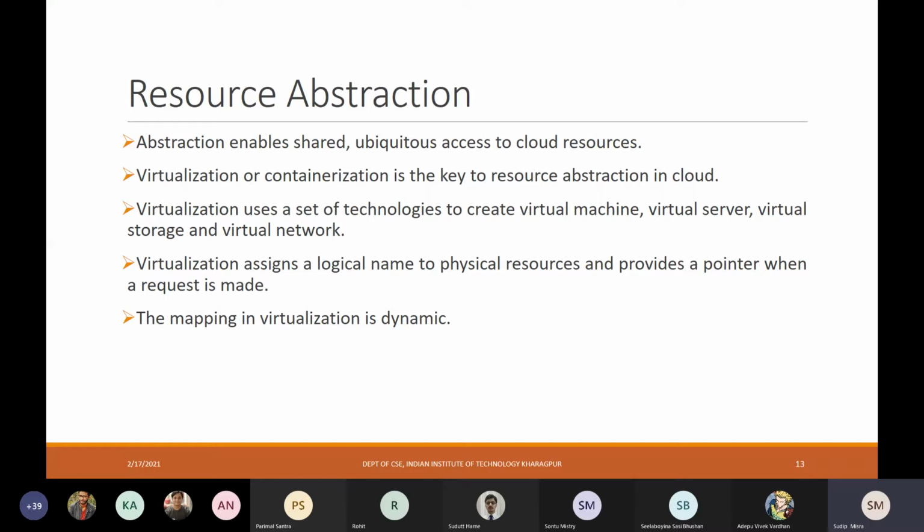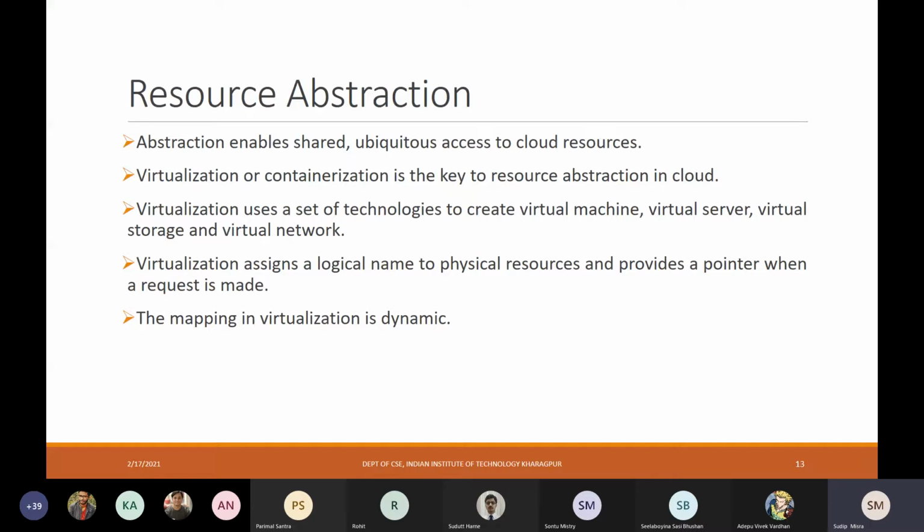Basically, the same set of resources would be made available in a virtualized manner to multiple users at the same time, so that you can have the concepts of creation of virtual machines, virtual servers, virtual storage, virtual networks. Virtually anything could be virtualized. Virtualization assigns a logical name to physical resources and provides a pointer when a request is made.